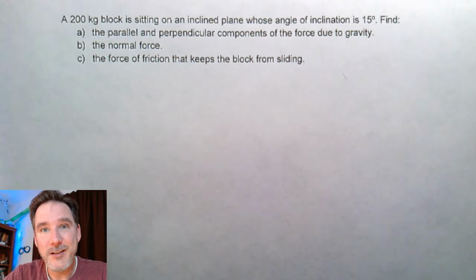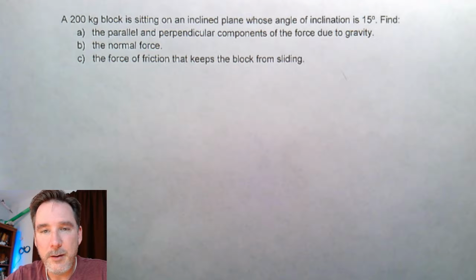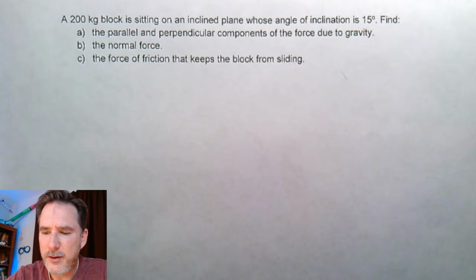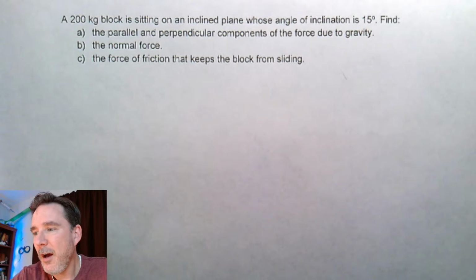Mr. Jern again, and today I'm going to show you how to deal with a problem that involves forces and an inclined plane. So we have here a 200 kilogram block that's sitting on an inclined plane whose angle of inclination is 15 degrees. And we have to find three things: the parallel and perpendicular components of the force due to gravity. We have to find the normal force, and then the force of friction that keeps the block from sliding. And then I'm going to talk about the coefficient of friction at the end.